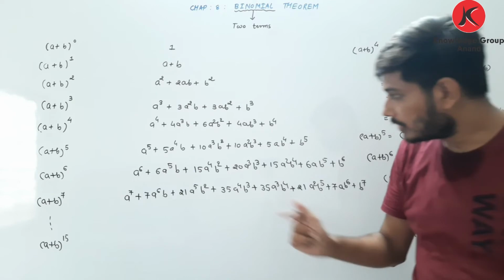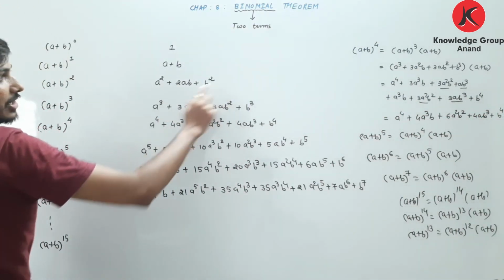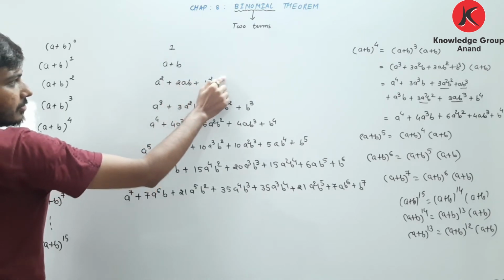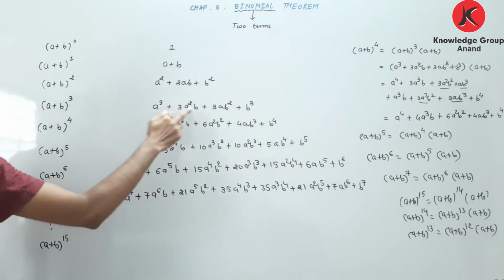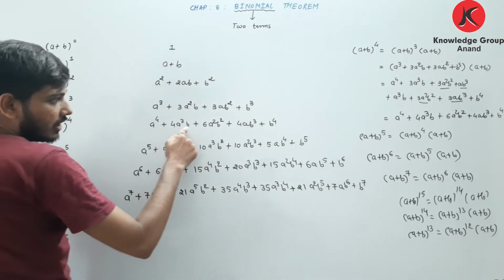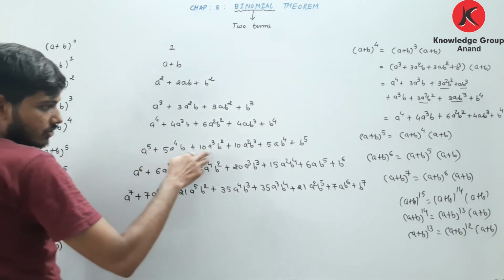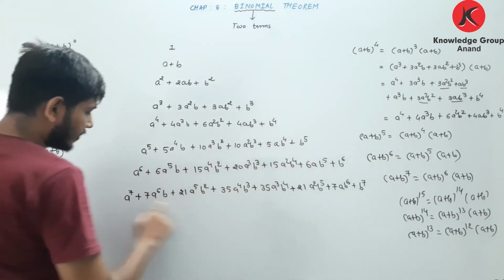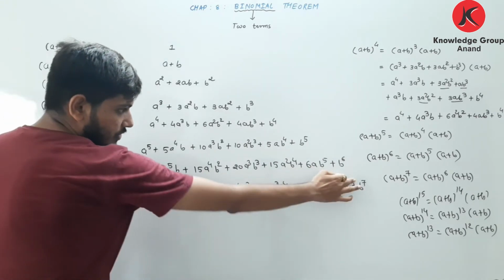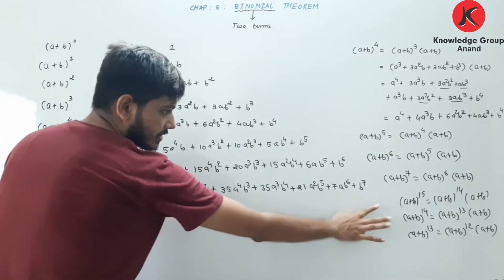બોલો clear? Next, same as power of b will increase continuously. See here, b raised to 0, b raised to 1, b raised to 2. b raised to 0, 1, 2, 3. b raised to 0, 1, 2, 3, 4. b raised to 0, 1, 2, 3, 4, 5. 0, 1, 2, 3, 4, 5, 6. 0, 1, 2, 3, 4, 5, 6, 7.